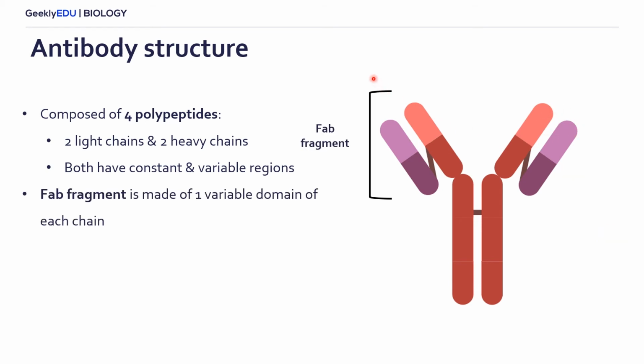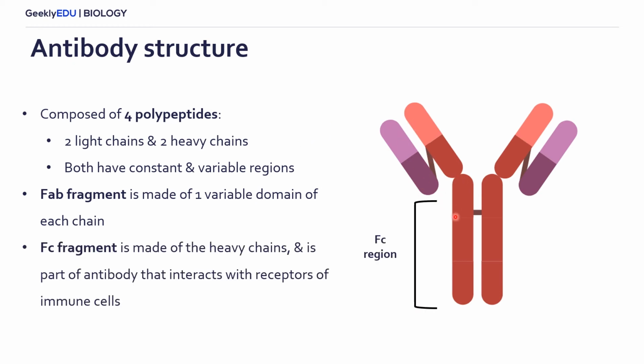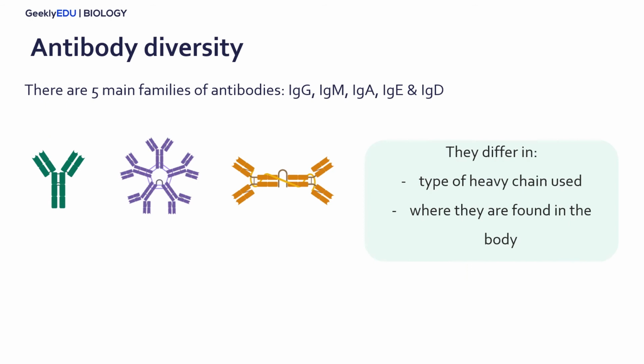Within the Fab fragment that I just mentioned, so this top part of the antibody, we have both the variable region in both chains and the constant region. But the FC region is just made of the constant region of the heavy chain. And so this is the part of the antibody that is usually interacting or within the cell membrane of our own immune cells.